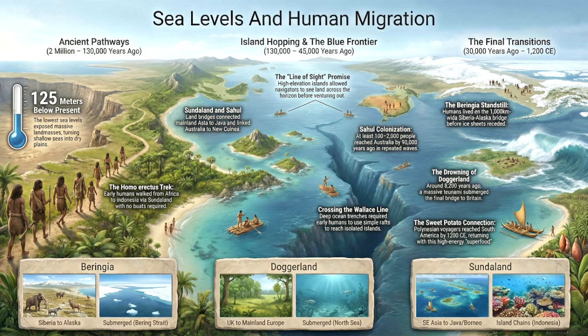And their movement across the globe was staggeringly fast. By 50,000 to 40,000 years ago, they pulled off the colonization of Sahul, that massive connected landmass of Australia and New Guinea. And reaching Sahul wasn't just walking across a green corridor. This required crossing substantial stretches of open water.